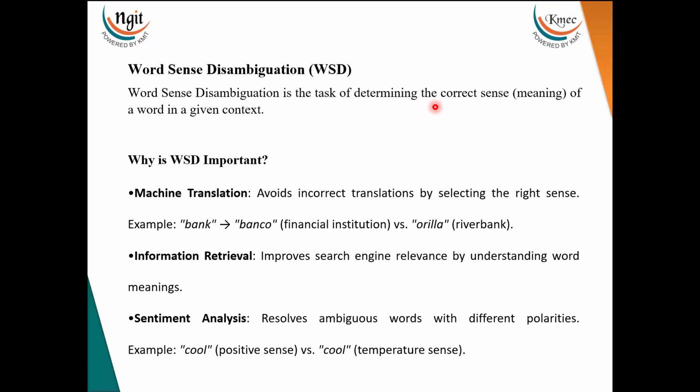First one is machine translation. This avoids incorrect translations by selecting the right sense. For example, bank. A bank can be a financial institution or a river bank. Next is information retrieval. This improves search engine relevance by understanding word meanings. Then is sentiment analysis. It resolves ambiguous words with different polarities. For example, cool is a positive sense, and the same cool can be a temperature sense, right?